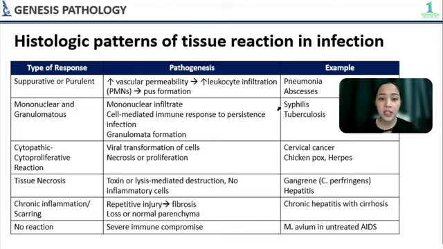The next pattern is mononuclear and granulomatous. When we say mononuclears, di ba, isa lang yung nucleus nila. This includes your lymphocytes and monocytes. So the presence of these mononuclears is a common feature of chronic inflammatory processes and also in response to viruses and some intracellular bacteria. Di ba? Pag viral, lymphocytic, and lymphocyte is a mononuclear cell.